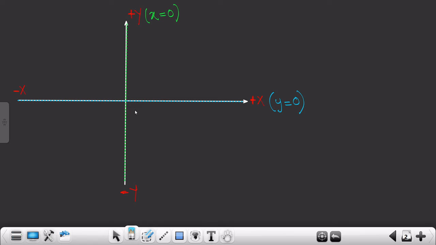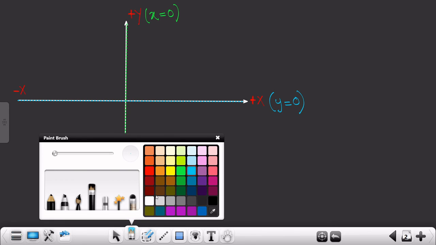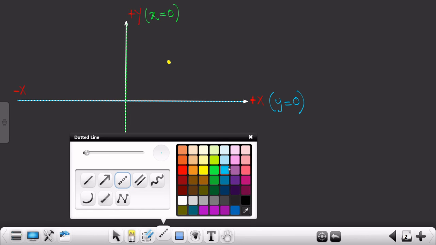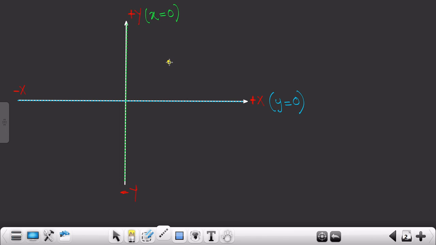Now moving forward, let's suppose I'm considering any random point over here. With respect to the x-axis, I will see how much displacement this point has taken, or how far away this point is from the x-axis. Similarly, with respect to the y-axis, I will see how far away this particular point is from the y-axis.